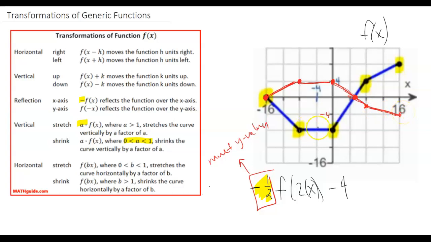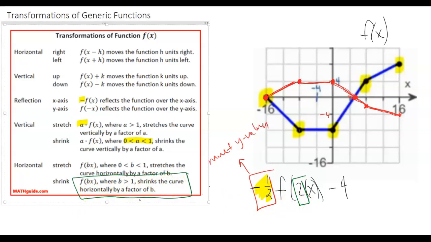So I wish I could erase the blue, but I can't. But if I could, I would ignore the blue one. I would have this red one, and then I would focus on the next step, which is the 2 right here. And this is one of the hardest transformations for people to do. A 2 on the inside is a b. And it looks like we're doing this one because the b value is bigger than 1 because it's a 2. So it says that we're going to shrink the curve horizontally by a factor of b, which means that it's almost like you're on the sides and you're pushing in from both the left and the right, and you have to shrink it twice as much as it was before.